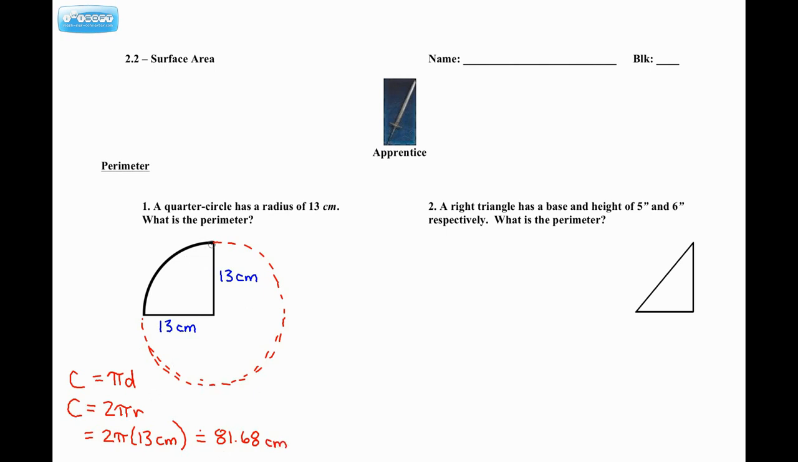But remember, I only want this piece right here. Well, hopefully you can see that this is just 1/4 of the entire thing. So if I want the length of this arc, I just take this number and I divide it by 4. So with this still in my display, I haven't even cleared it yet, I'm just going to hit divide 4. And sure enough, I'll just label it here, I get 20.42, that is centimeters.